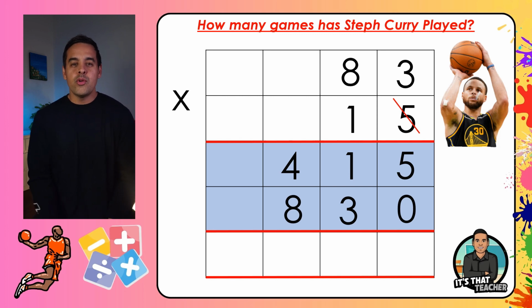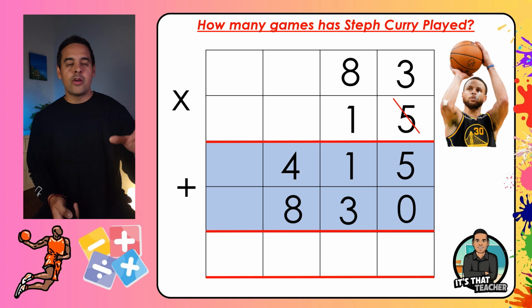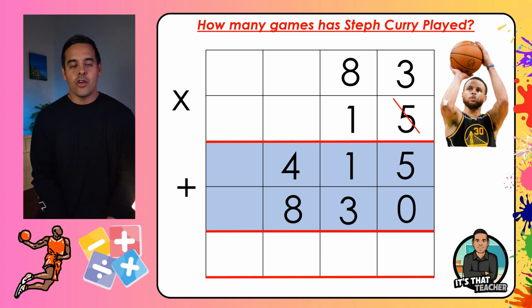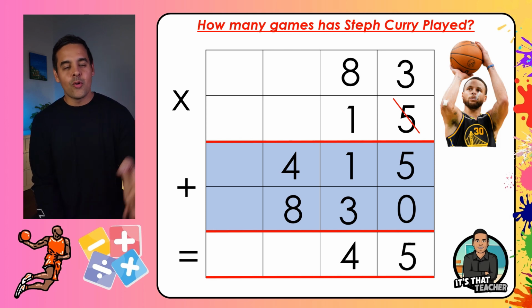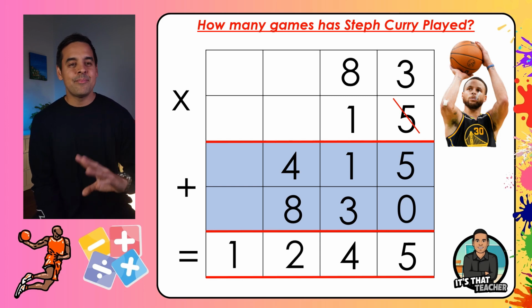Now what you need to do when you have both sets of numbers is add them. Now, because you've multiplied 2 different sets of numbers, if you don't add them, your answer is going to be wrong. So 5 plus 0 is 5. 1 plus 3 is 4. 4 plus 8 is 12.